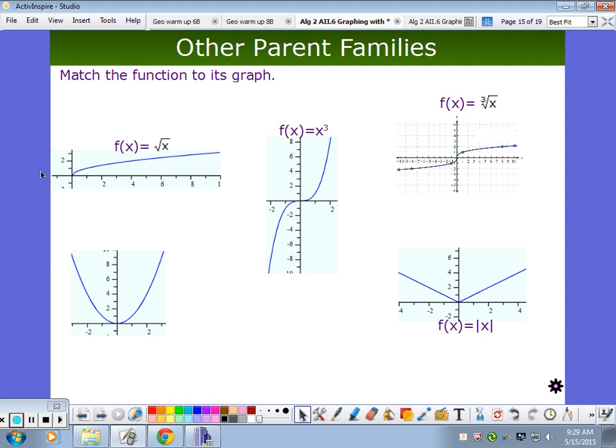Right, remember this one, I can't have any negatives because I can't take the negative of a square root. And then what about this guy? There's my x squared. So if we can remember these little pictures, we can apply all those same transformations to these. You barely know anything about these graphs, and you can graph them.